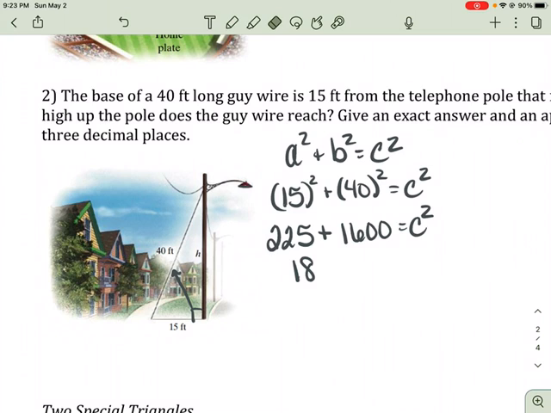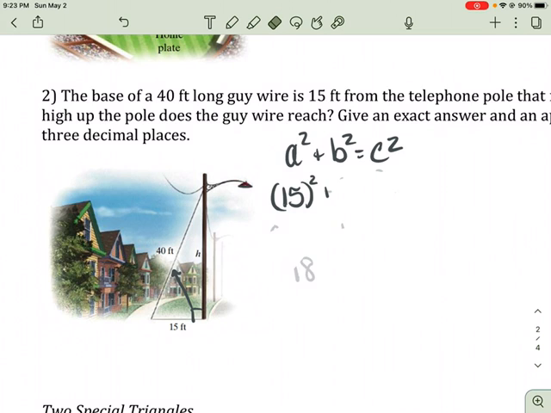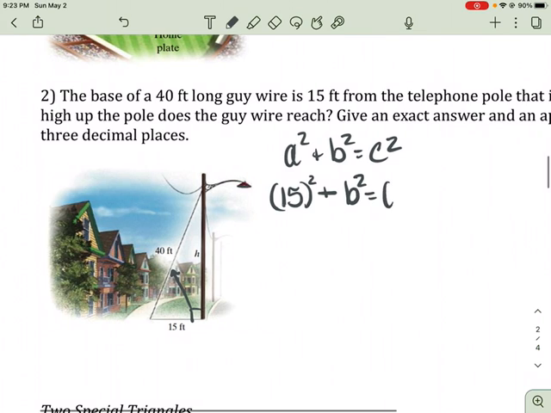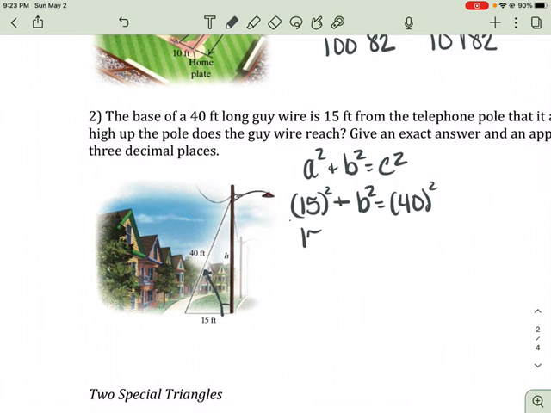Ooh, nope, I messed that up. Did some bad math. I screwed up. Even though I said it was opposite the right angle, I didn't put it in the right place. Remember, opposite the right angle is C. I don't know what I was thinking.